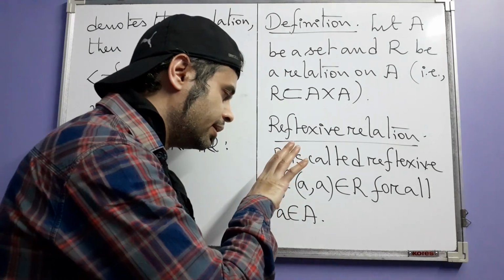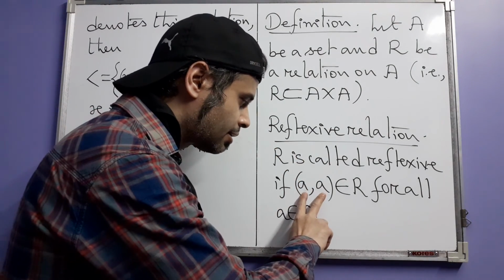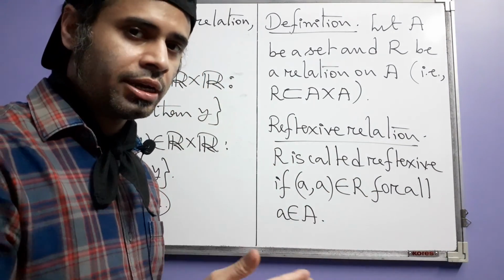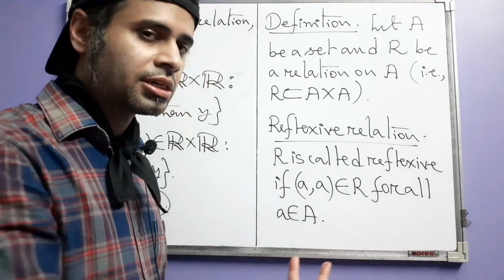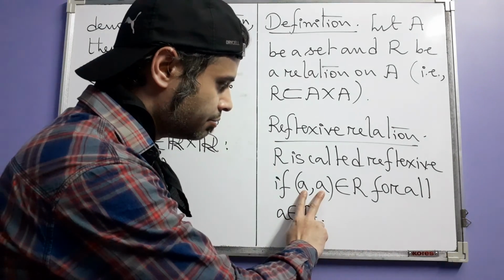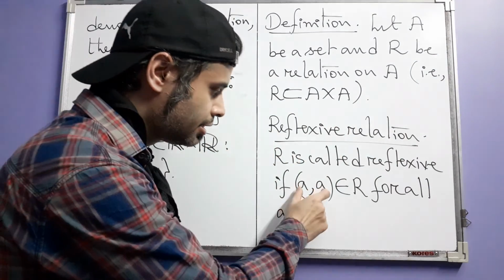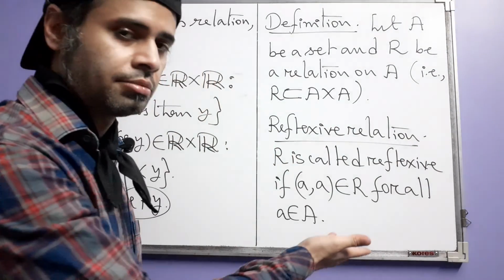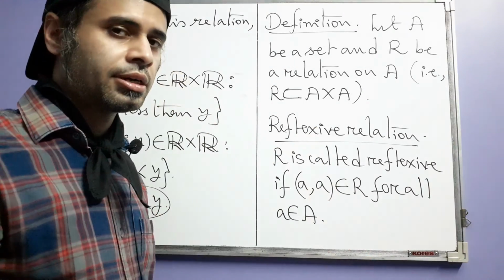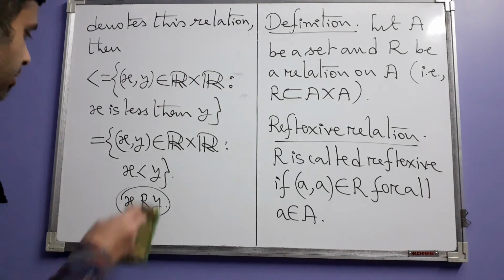Note one more thing about this definition. You see, this definition is not telling you that these are the only elements that R has. R may have elements like (1, 2) as well. Okay, so besides these elements, R may have something extra, but all these elements have to belong to R. If that happens, then we say that the relation R is reflexive, is a reflexive relation.